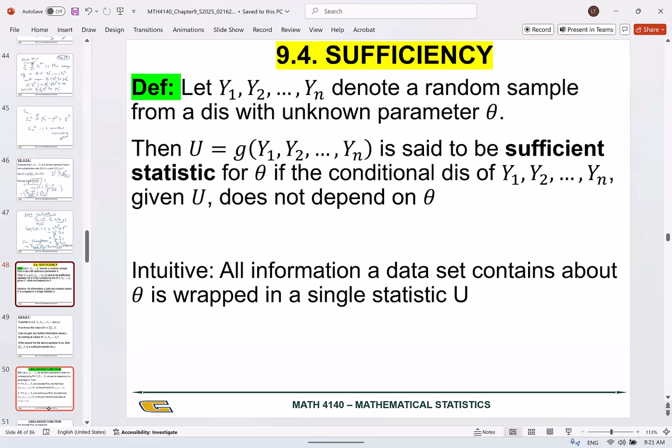Here again we have an intuition: all the information our data set contains about theta is wrapped in a single statistic u. So now you just need a single statistic like that. This is the idea of sufficiency.